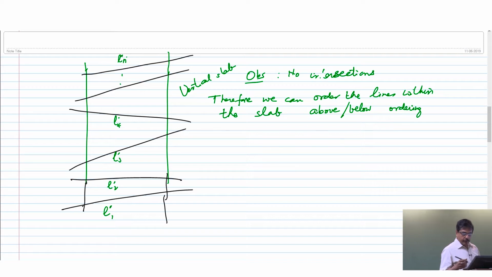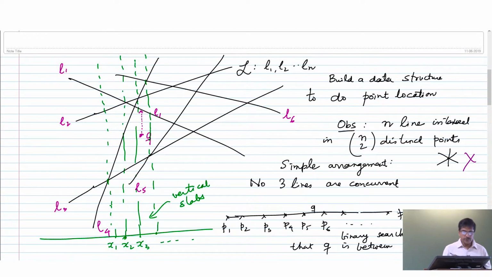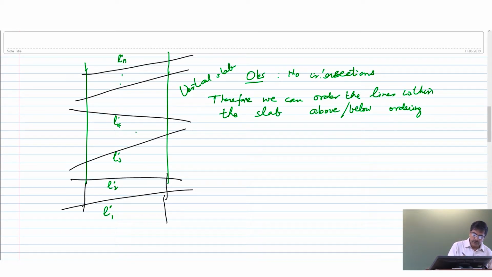So, let us go back. The problem that we started with was: given a query point Q, which line lies directly above Q? The first thing I am going to do is a binary search along x1, x2, x3. One binary search will tell me which vertical slab contains this point. Now, suppose Q was here. I will take these lines, put them in a different data structure, and do a binary search using the following thing.